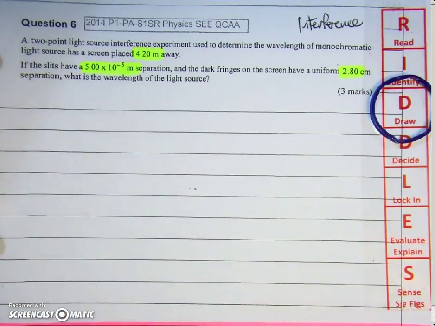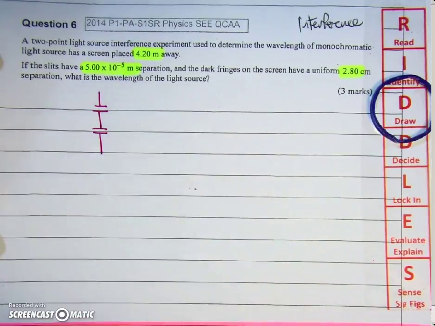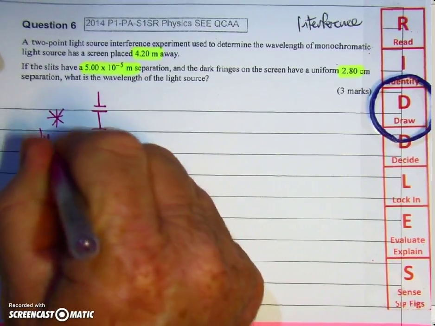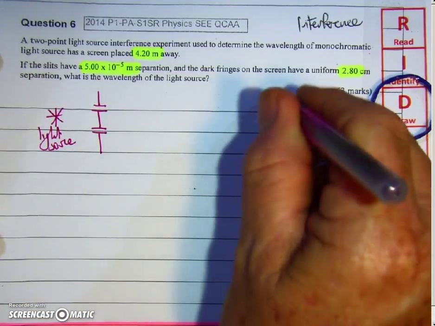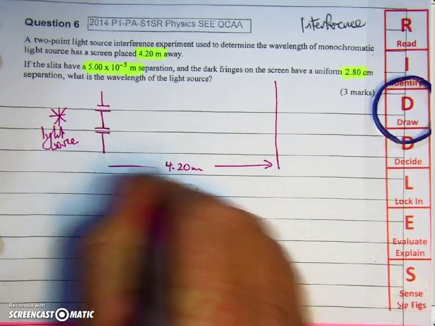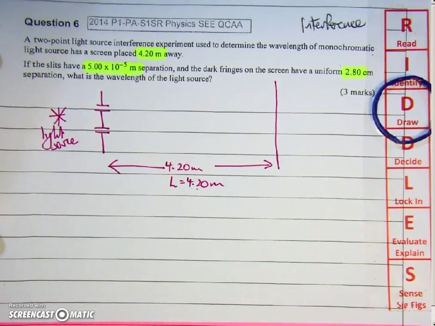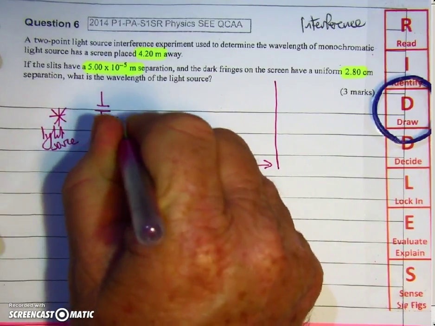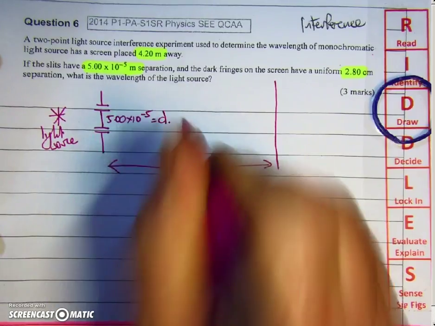Let's draw the diagram. We've got a two-point light source, and so we have a gap that light shines through, and so here is our light source. Our light source goes through these two slits, and we have a screen here, and our screen is 4.20 meters away. That is our length of 4.20 meters. The slits have a separation of 5.00 by 10 to the negative 5 meters. That's the separation of our slits, so we call that distance D.